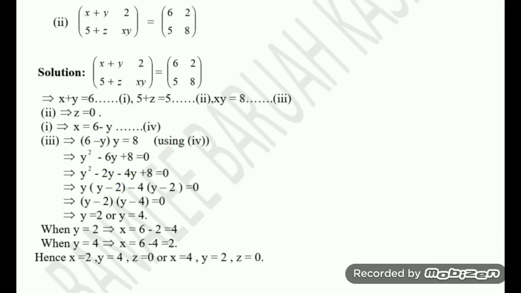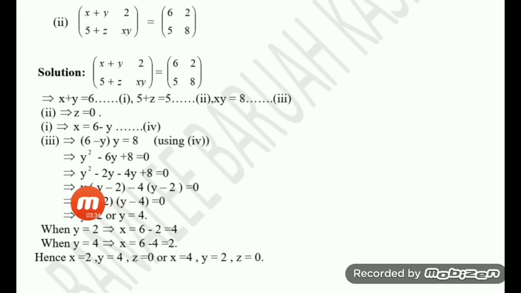y square minus 6y plus 8. What are the factors of 8 here which will give you the sum equal to 6? 2 and 4. So 2 plus 4 we can write down. On breaking, we'll have it. Factorization, hope you know. After that, we are taking common y from the first two terms. That gives you y inside bracket y minus 2. Minus 4 taking common, it gives you y minus 2. Then y minus 2 is coming common. It becomes within bracket y minus 4 equal to 0. So we have either y minus 2 is equal to 0 or y minus 4 equal to 0. That gives you y is equal to 2 or 4.